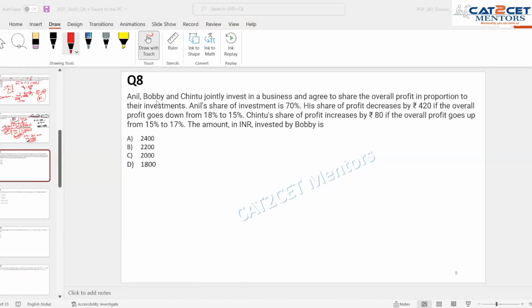There are three people, A, B, and C. Jointly they invested in a business and agreed to share the overall profit in proportion to their investment. Typical line that is always there. Anil's share of investment is 70%. His share of profit decreases by 420 if the overall profit goes down from 18% to 15%. Great. So in case of a 3% decrease, his profit is decreasing by 420. Chintu's share of profit increases by rupees 80 if the overall profit goes up from 15 to 17, and we need to find the amount invested by Bobby.